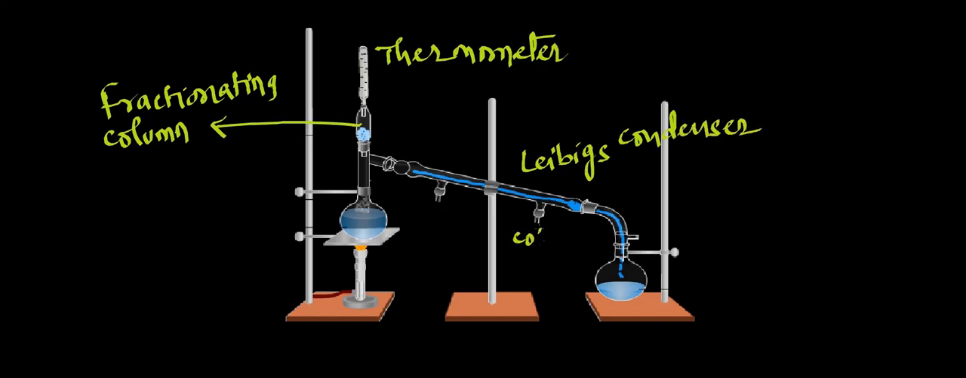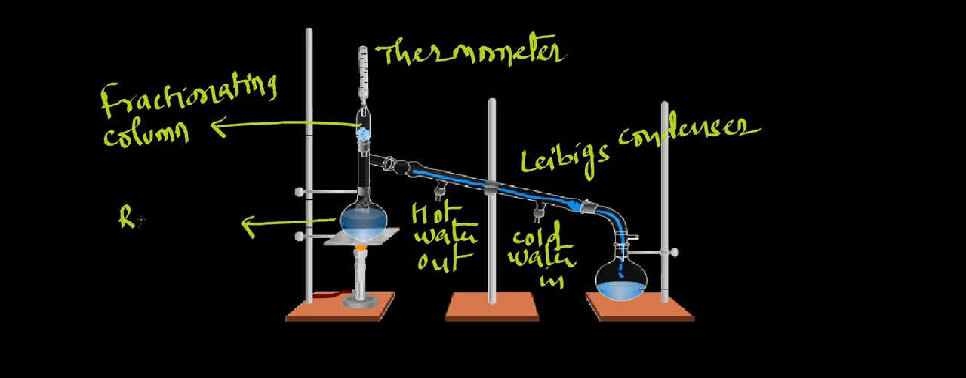So this is cold water in, and this is for hot water outlet. This is your round bottom flask in which we take the mixture of miscible liquids, and this is Bunsen burner which is used for heating purpose.